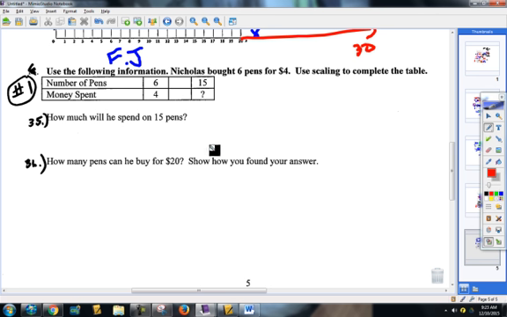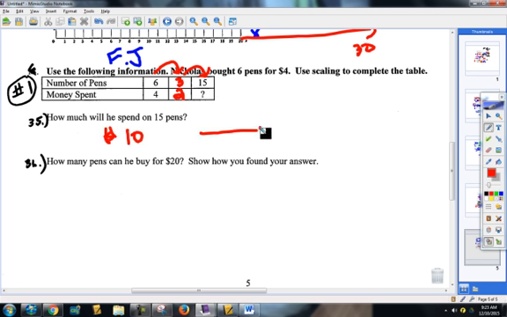Okay, this one, what I was really looking for, you could do it 2 ways. You could have used scaling. Okay, we want to know 15 pens, so we could scale here, and we could say, okay, what could I scale to go from 6 to 15? 3. And then what would this be? 2. What am I doing to go from 3 to 15? Times 5. So then this would be $10.